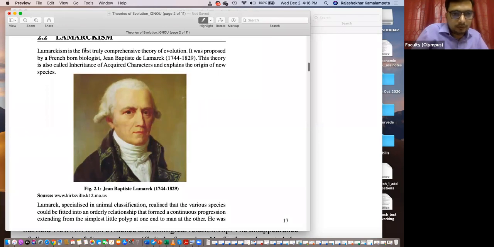This is the first comprehensive theory of evolution. So he gave rise to the first comprehensive theory of evolution, and it is known as inheritance of acquired characters. The theory is known as the theory of inheritance of acquired characters. I'll explain what that means. The theory of inheritance of acquired characters was put forth by Lamarck, hence it is called Lamarckism.